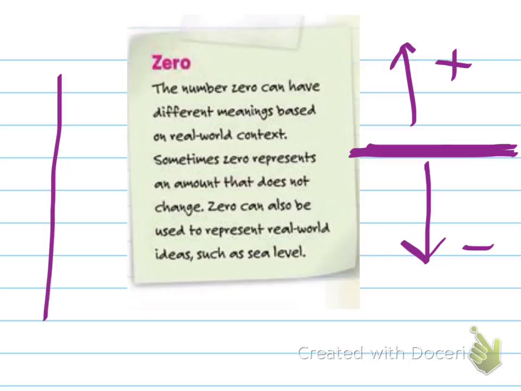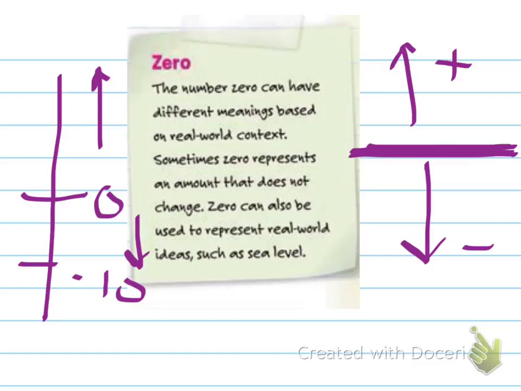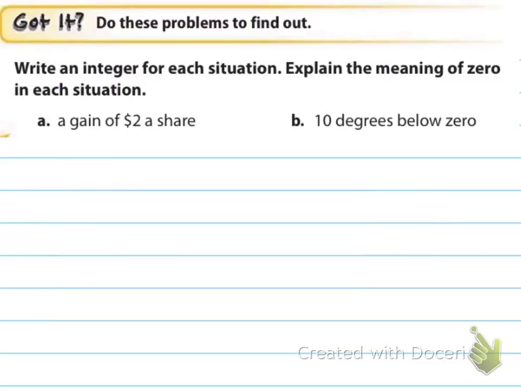Think of temperature gauges, right? If this is our temperature gauge, here's our 0. If it's really cold, like ridiculously cold that Florida doesn't know anything about, -10, that's below 0. And then if it's above 0, +10, that's positives. And that's still really cold. All right, so it says write an integer for each situation and then explain the meaning of 0 for each situation. So I'd like for you to pause the video and figure out A and B on your own. Pause now.